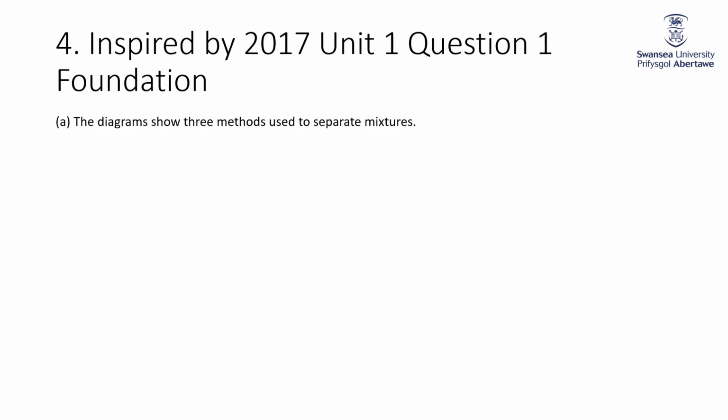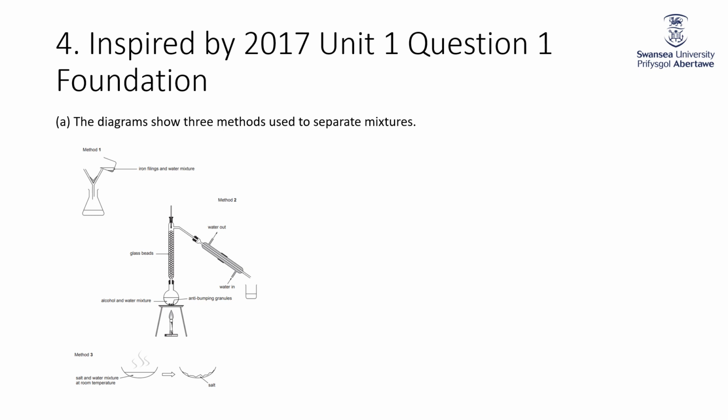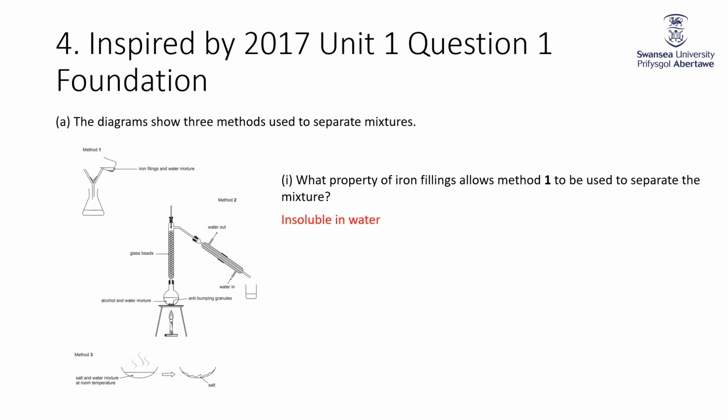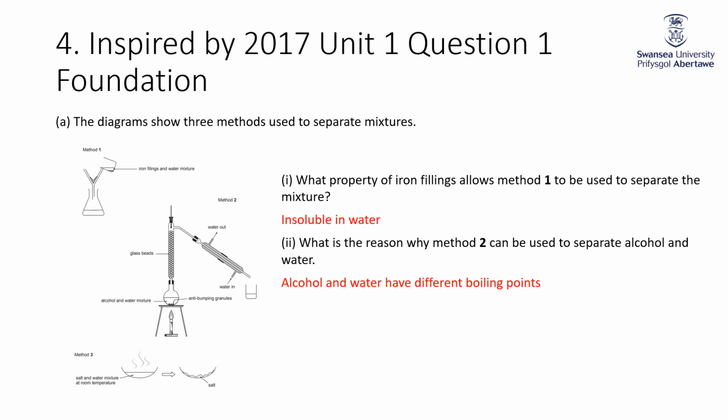Then question 4 asks us about this diagram showing 3 methods of separation for mixtures. So what property of iron filings allows method 1 to separate the mixture? And that is that iron filings are insoluble in water, therefore they can be filtered. And then why can method 2 be used to separate alcohol and water? This is because alcohol and water have different boiling points. And then part 3, name the method of removing water in method 3, and this is evaporation.